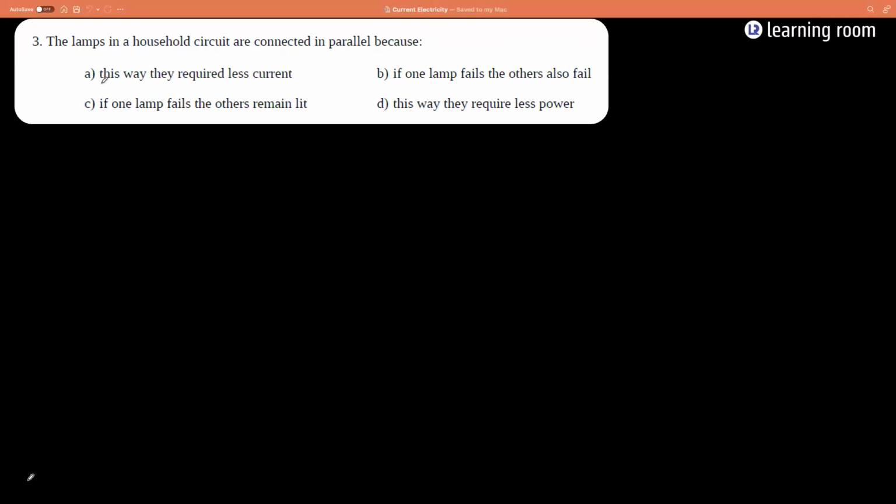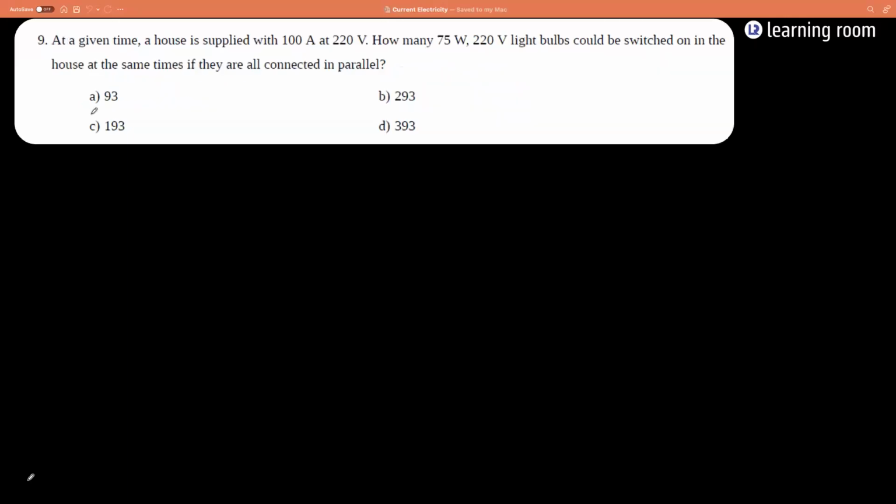If one lamp fails, the other will remain lit. Yes, that is the advantage with parallel connection. Next, the resistivity of a conductor does not depend on its length or thickness, because it depends on the nature of the material. So the answer is C.